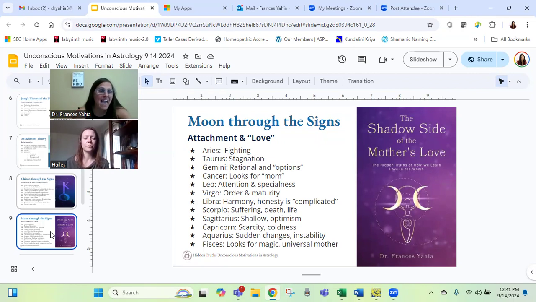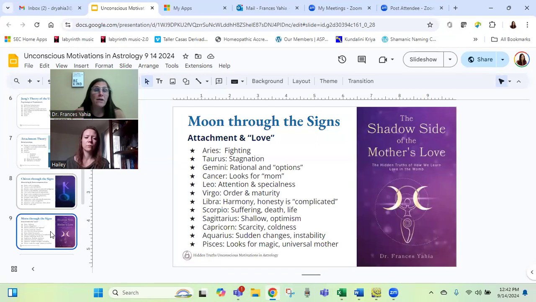Cancer, we look for mom everywhere. And it doesn't have to be a person or a woman. It can be a quality, right, that our mom had, negative or positive. Remember, shadow and light work together, but we're constantly looking. We have these antennae that make us always constantly look for mom. Leo wants attention and specialness. Virgo looks for order and maturity.